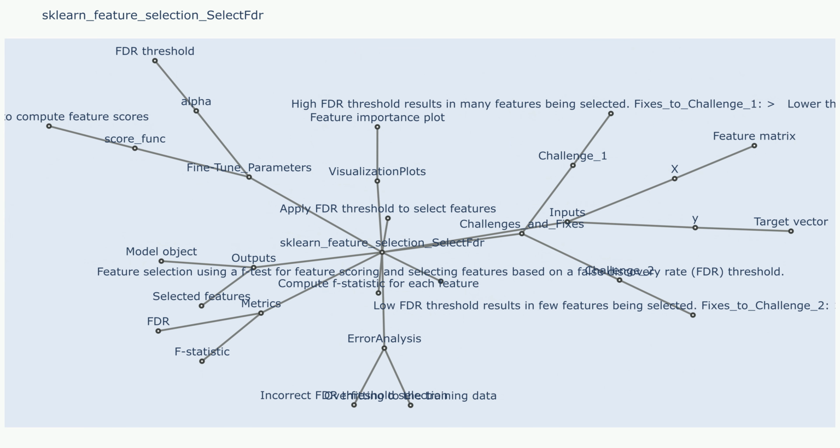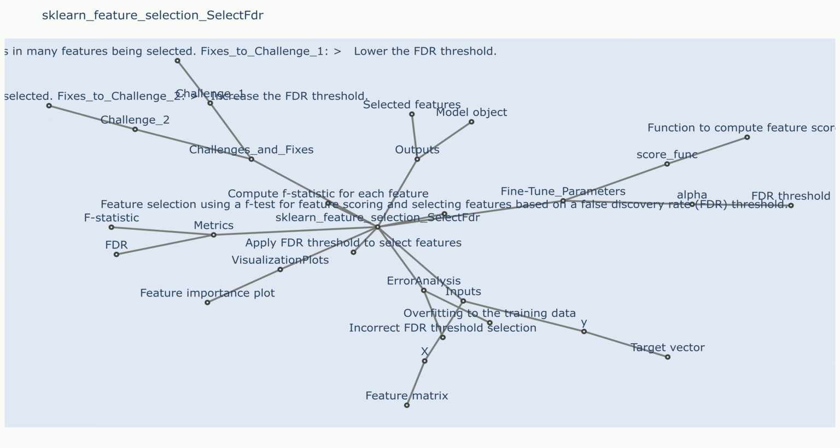Steps. Calculate the p-values for each feature using f_classif or f_regression, depending on the task. Apply the Benjamini-Hochberg procedure to adjust the p-values for multiple comparisons. Select features with a p-value below the specified alpha threshold.